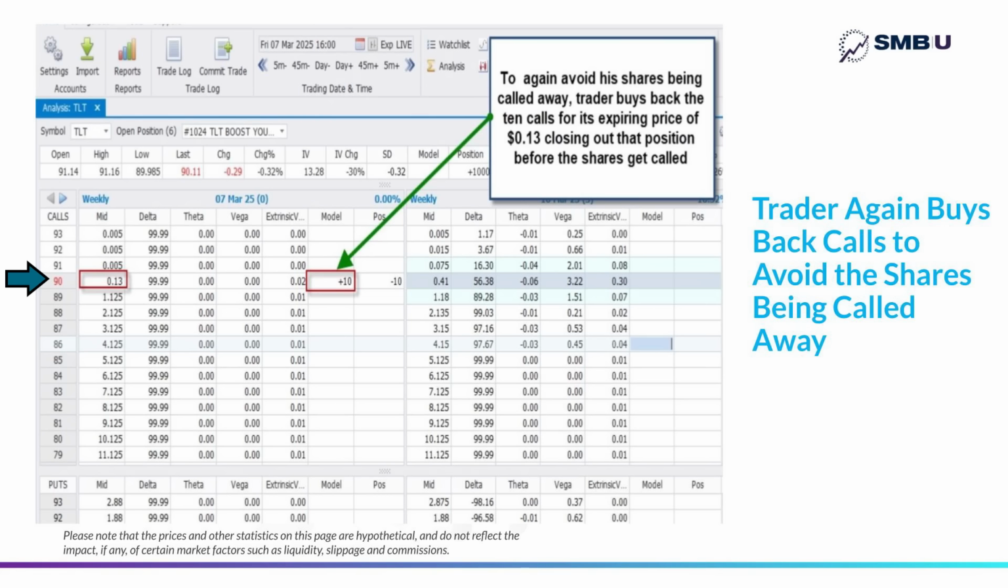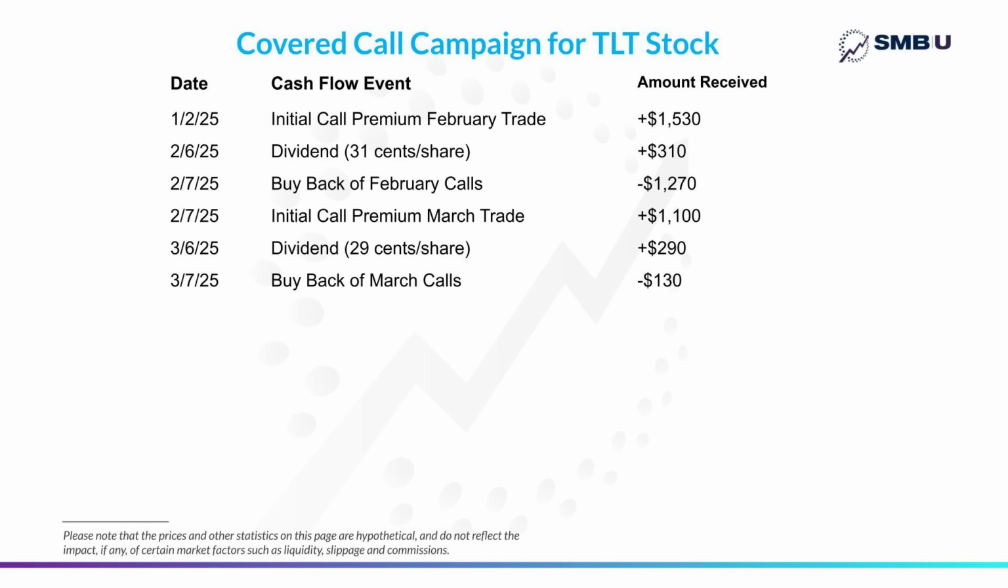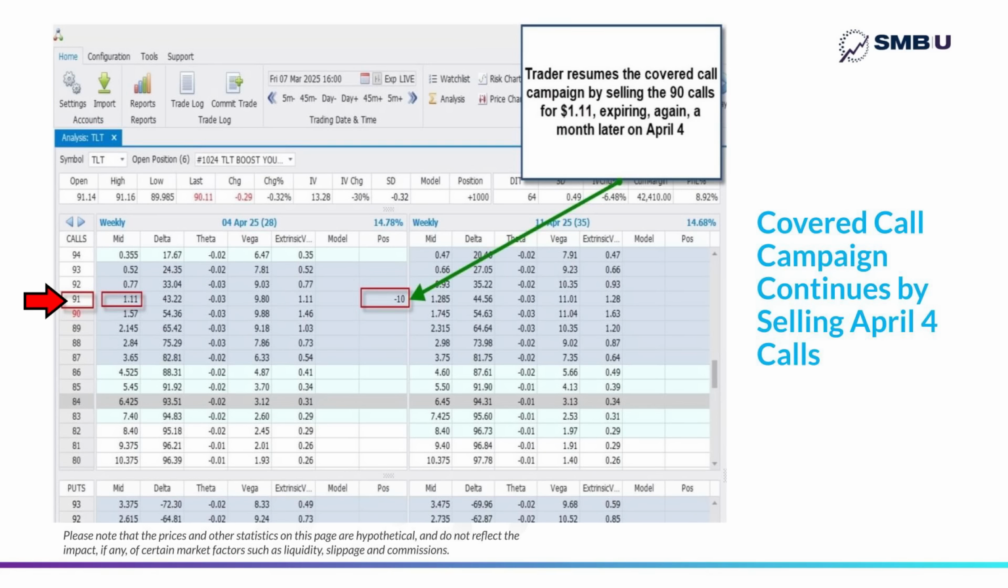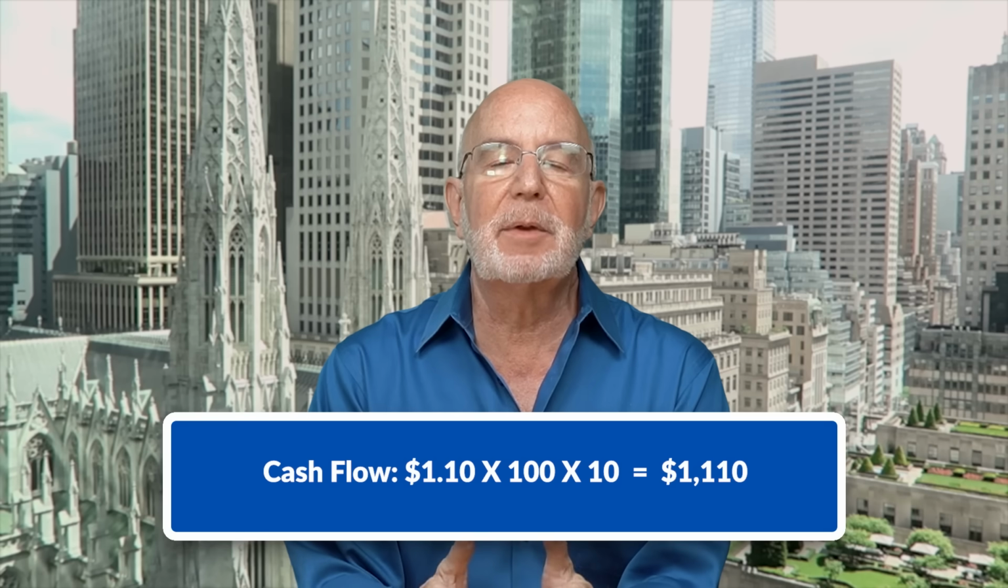And so updating our scorecard, accounting for the dividend paid of $290 on March 6th, and after deducting $130 that we had to spend to buy back those calls at 13 cents from the cash flow we initially received selling those calls, our positive cash flow on this options trade is now $1,830 for the entire campaign. Now, we move on to our April trade, selling the 91 calls, again right above where the stock closed, for a premium of $1.11, resulting this time in positive cash flow of $1,110.